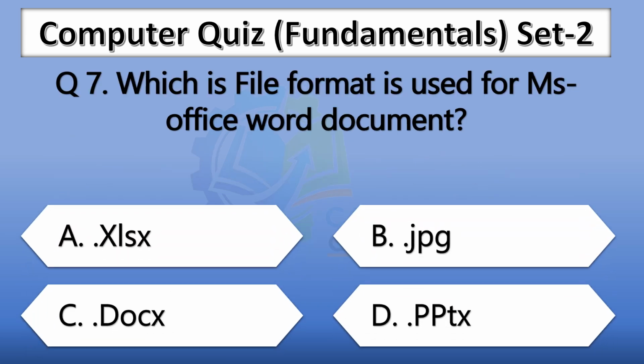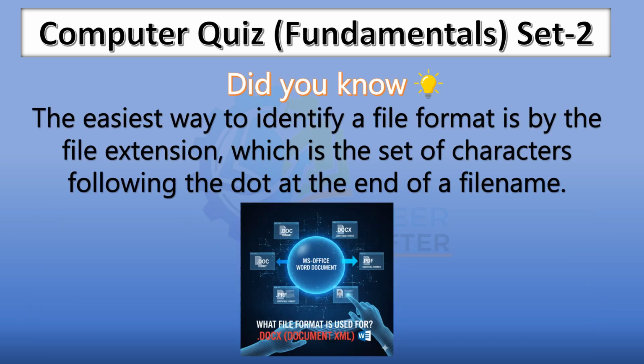Which file format is used for an MS Office Word document? The options are .xlsx, .jpg, .docx, or .pptx. The correct option is .docx. The easiest way to identify a file format is by the file extension, which is the set of characters following the dot at the end of a file name.